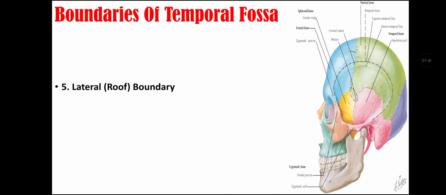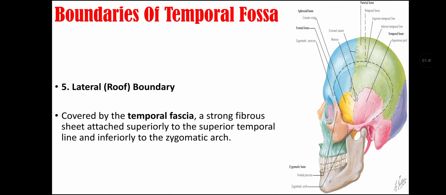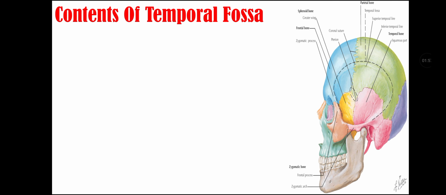Next boundary is lateral boundary, that is also called as roof. It is covered by temporal fascia, that is a strong fibrous sheath attached superiorly to the superior temporal line and inferiorly to the zygomatic arch.